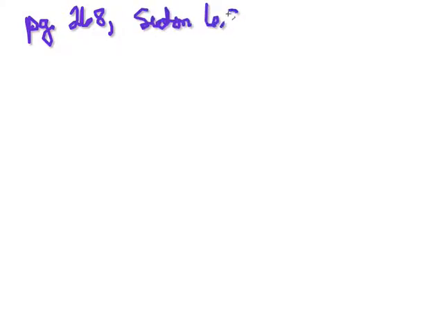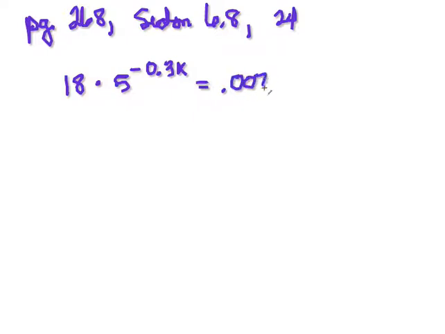It's page 268 in your book. It is section 6-8, and it's problem number 24. And here is the problem. It is 18 times 5 raised to the negative 3/10 x is equal to 7 thousandths. Now this is where I want to use logarithms.